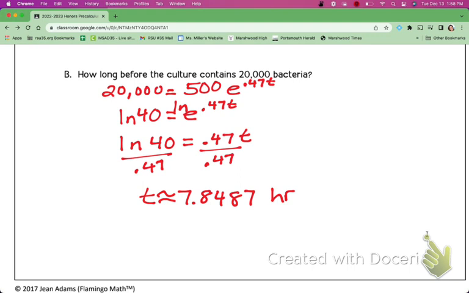7.8487 hours. What does 0.8487 hours look like in minutes? How would I figure that out? Just multiply it by 60. So is it about 51 minutes? So really it's about 7 hours, 51 minutes when our culture will get to 20,000 bacteria. Okay, all right, almost there.